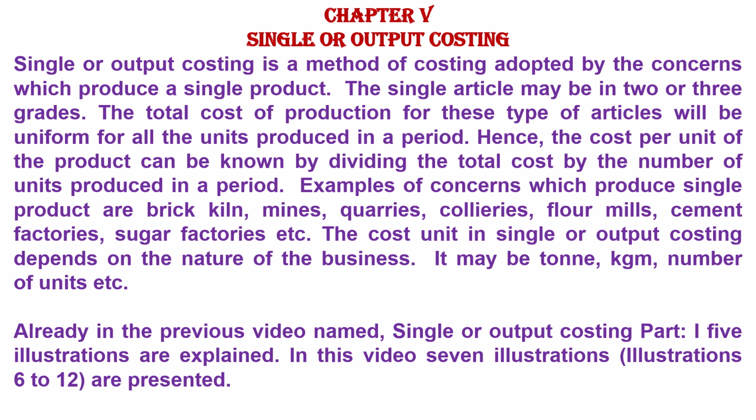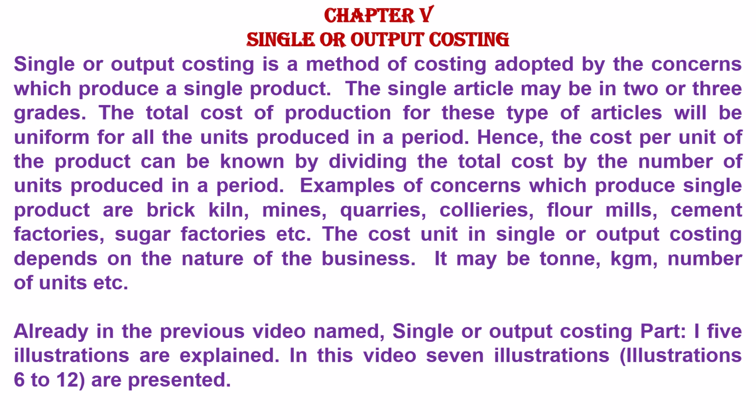Chapter 5. Single or Output Costing. Single or output costing is a method of costing adopted by concerns which produce a single product. The single article may be in 2 or 3 grades. The total cost of production for these types of articles will be uniform for all the units produced in a period. Hence, the cost per unit of the product can be known by dividing the total cost by the number of units produced in a period.